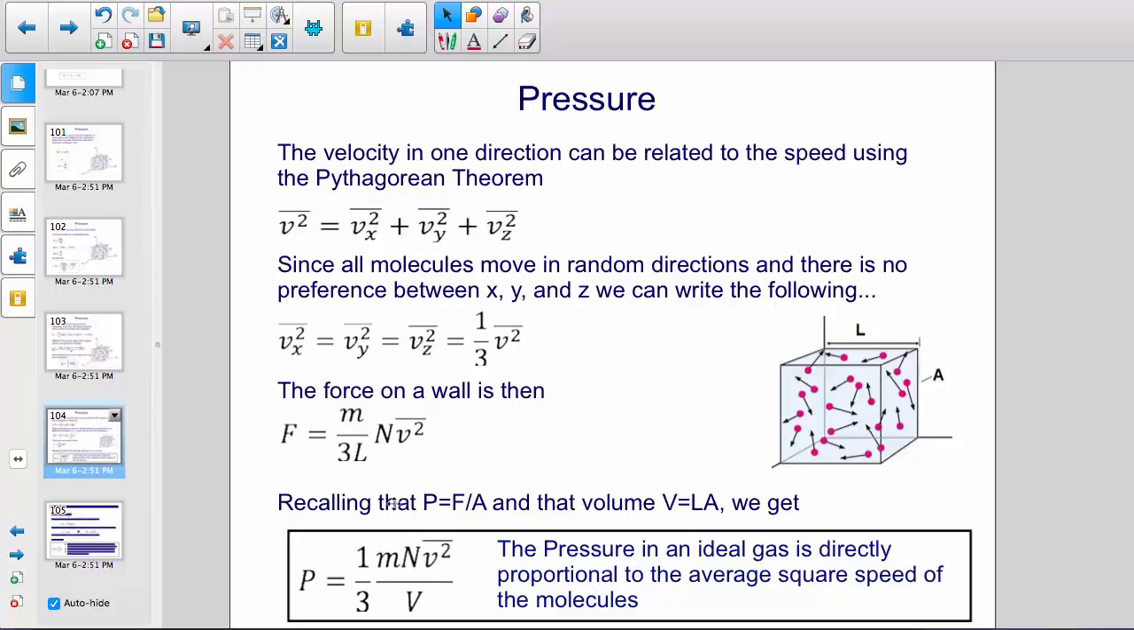And then if we recall that the pressure is just force divided by area and that the volume of the box is just going to be the length of an edge times the area, we get the following, that the pressure is equal to 1/3 the mass of a particle times the number of particles in the box times the mean of the square speed divided by the volume. That is, the pressure in an ideal gas is directly proportional to the average square speed of the molecules. For all the derivations that we've done, this is the first important equation.